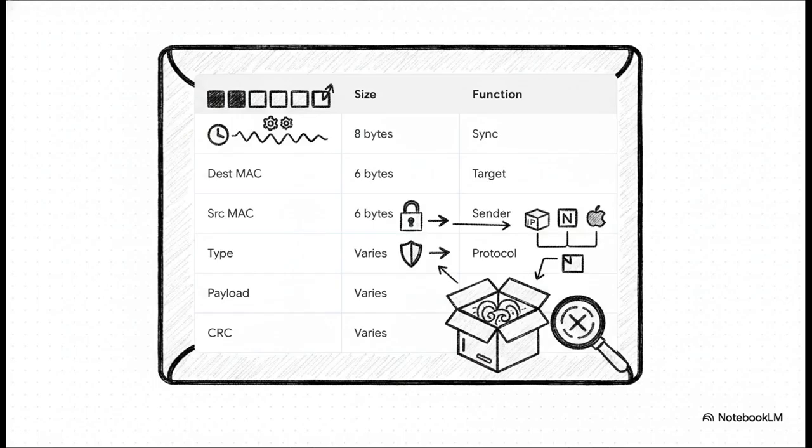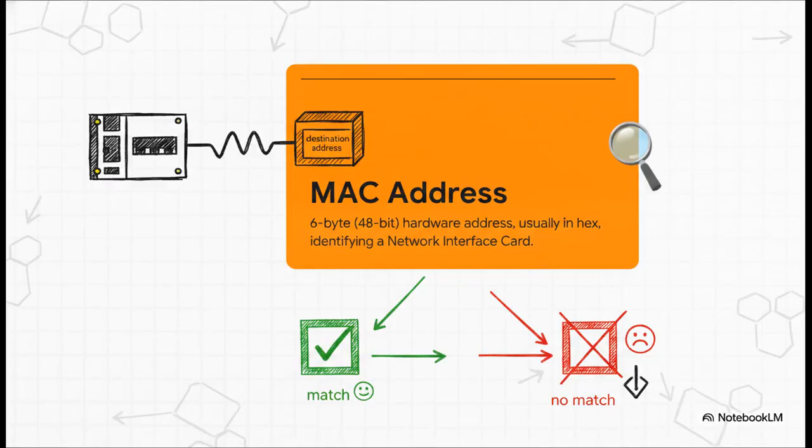Next up, you've got your 6-byte destination and source hardware addresses, followed by the type field, which basically tells us what network layer protocol we are carrying, like IP, for example. Then comes your actual payload. Finally, at the very end is the CRC, the cyclic redundancy check. This is absolutely crucial. It's a mathematical error detection mechanism. If the receiver runs the math and the CRC doesn't match up, bam, the frame is instantly dropped. No second chances.